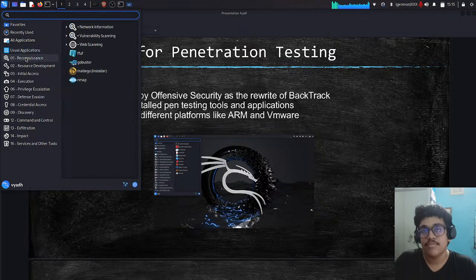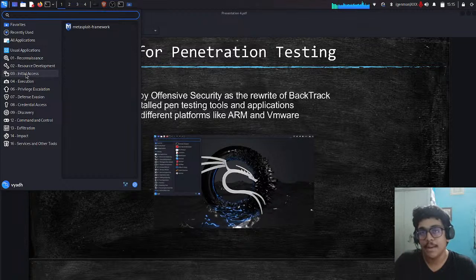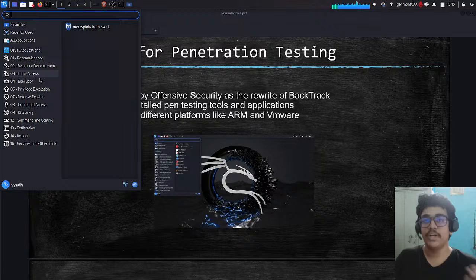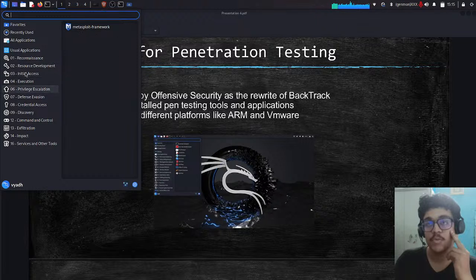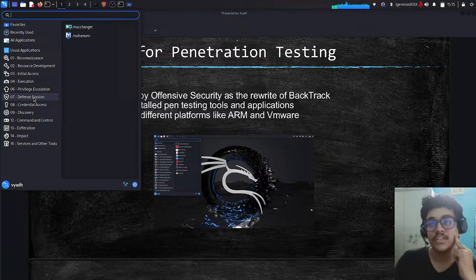You can see that for reconnaissance, we have web scanning, FFUF, GoBuster, Maltego, and Nmap. For resource development, we have MSFvenom. For initial access, we have Metasploit. For execution, I think we have the same. The Metasploit framework is used in initial access, execution, and privilege escalation. For defense evasion, we have MAC Changer and MSFvenom.